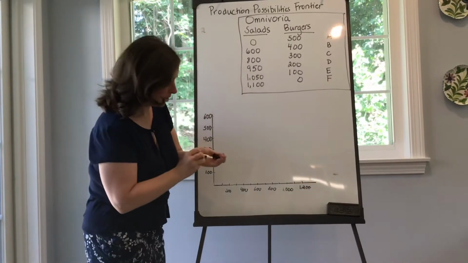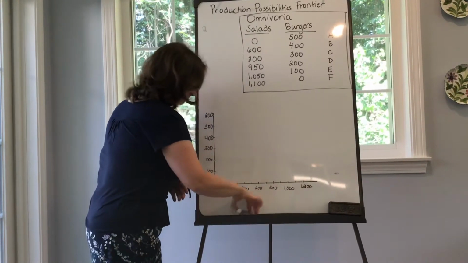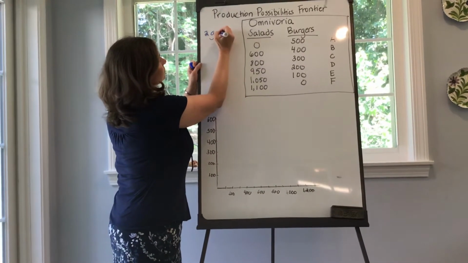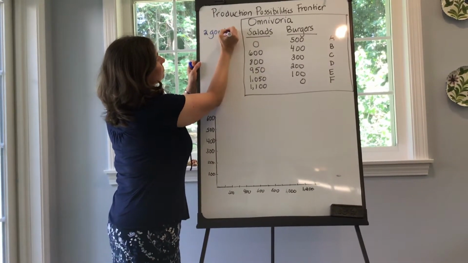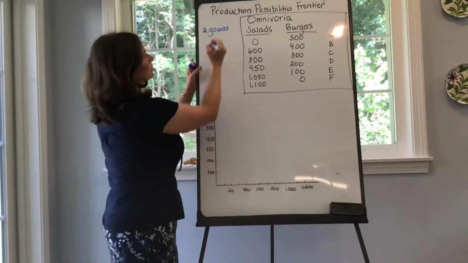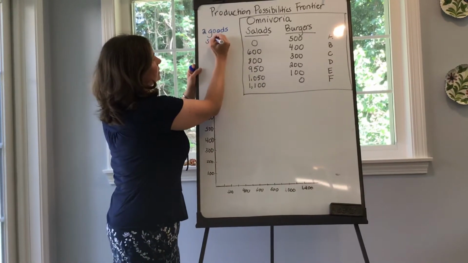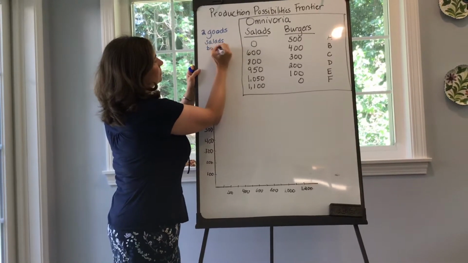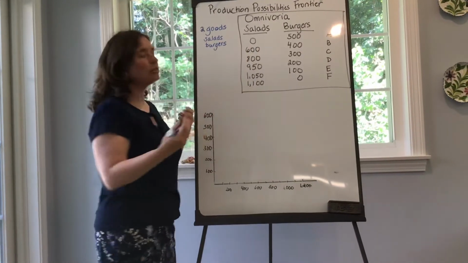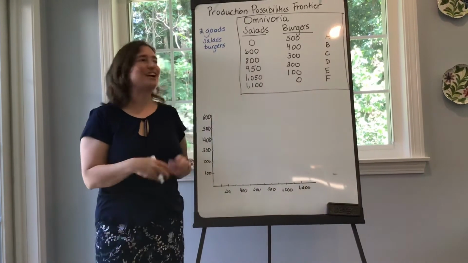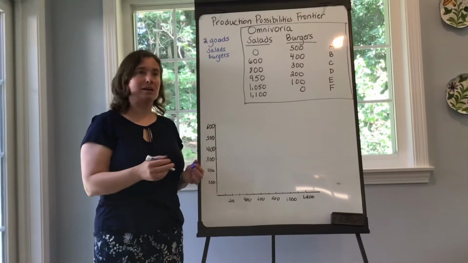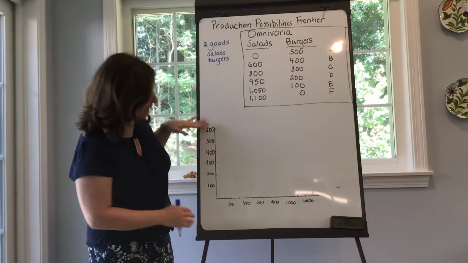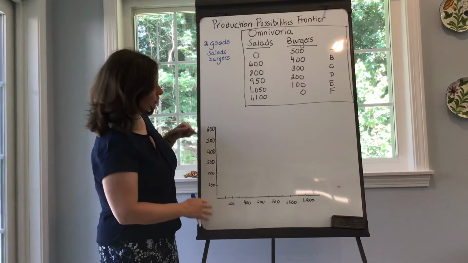And let's get a marker that's going to write a little bit better. In this case, my two goods are salads and burgers. Now, in a real-life economy, obviously, a lot more than two products can be produced. But in order to make it easier to graph, we're going to restrict our model to just two goods.